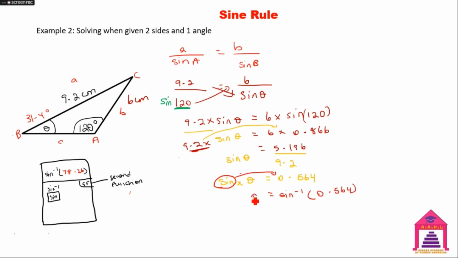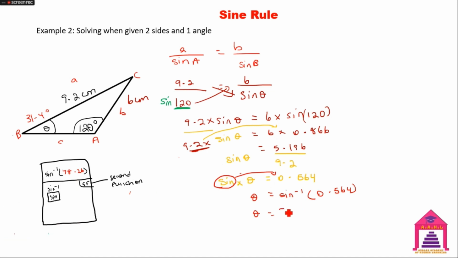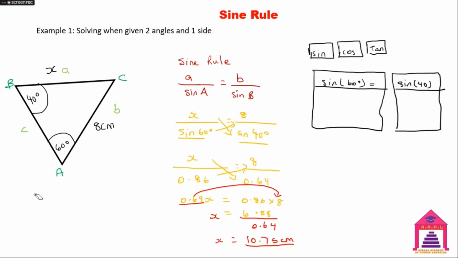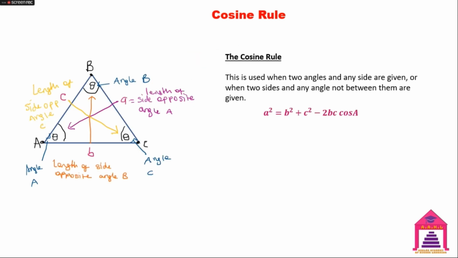0.564. So theta is going to be 34.33 degrees.